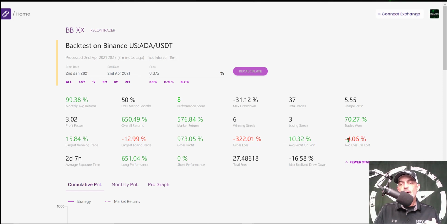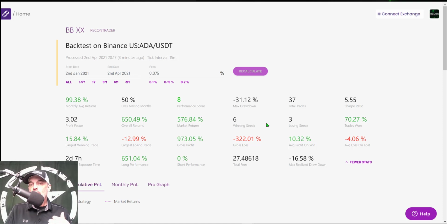Now, average profit on win versus average loss on loss. These backtest numbers provided by the MUDREX backtest are how I calculate risk versus reward. And in this case, my risk versus reward is right at a 1 to 2.5 risk versus reward ratio. I typically try to shoot for a 1 to 3 risk versus reward ratio, but in reality, a 1 to 2 risk versus reward is acceptable to me.